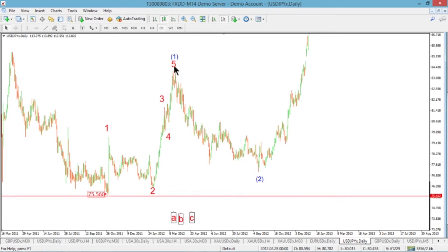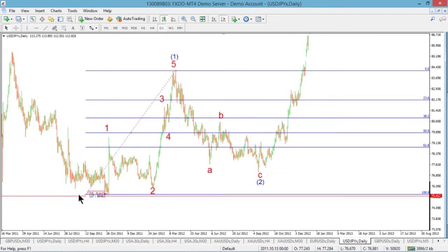So since then, off that high, we had a 3-wave decline to the low. I'm going to use ABC labeling. This is just to keep it uncomplicated. In reality, this was probably a WXY complex correction to the downside, but ABC will suit for this purpose because it indicates a correction.